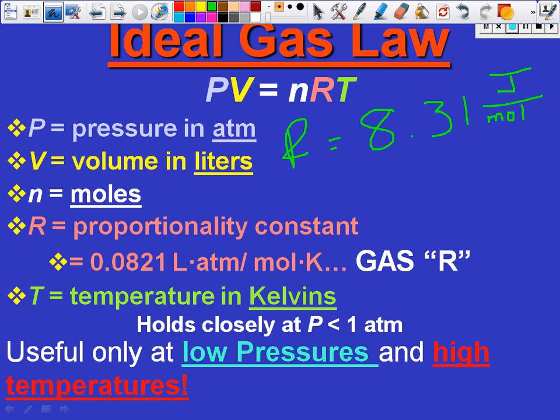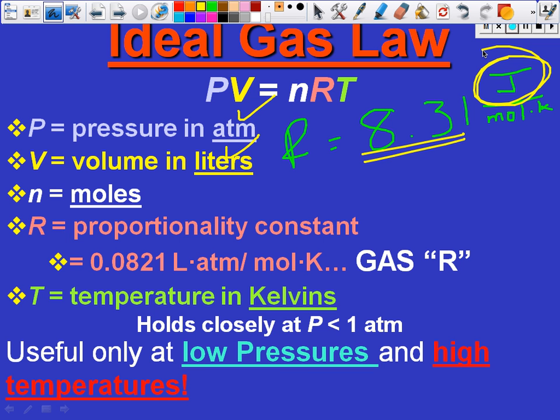All right, again. So you should realize real quick that if you try to use this number, it's not going to work. The reason why is, again, we need atmospheres and liters. What is joules? Well, joules is an energy unit. So we can't use this value.